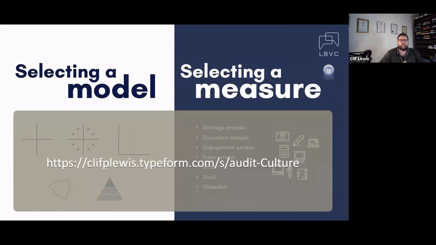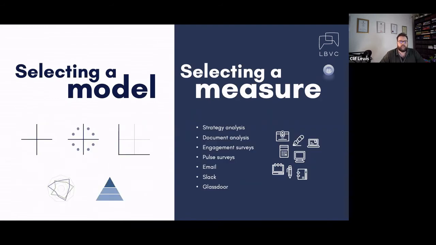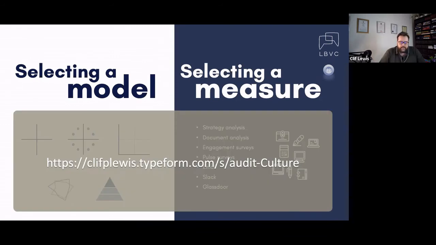So to try and assist with this process that I've just shown you, because there's a lot of things you need to consider first and then next and then next, we are at LBBC beta testing a quick audit. So audit is maybe a bit of a stretch for some of you who've done actual audits. So it's a quick audit, but it is designed to assist with this process of deciding which framework should I use, which model should I use, how should I collect information.